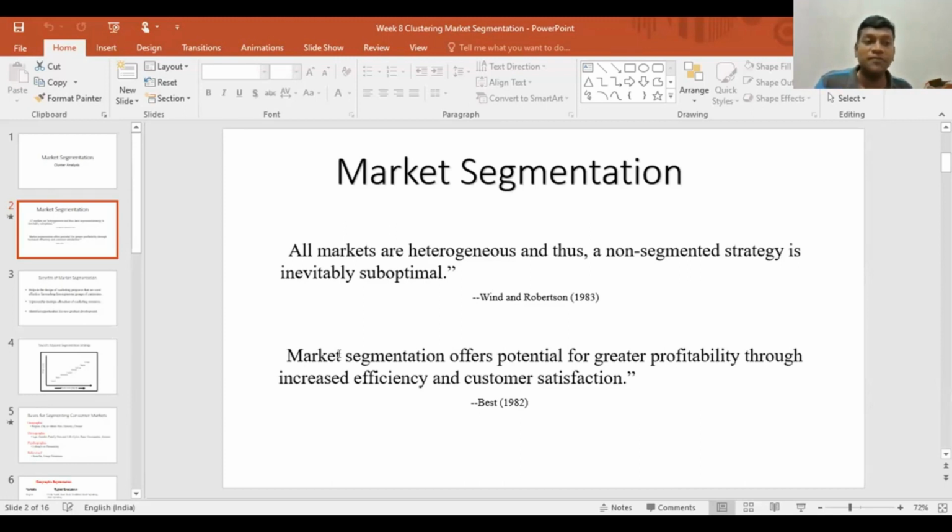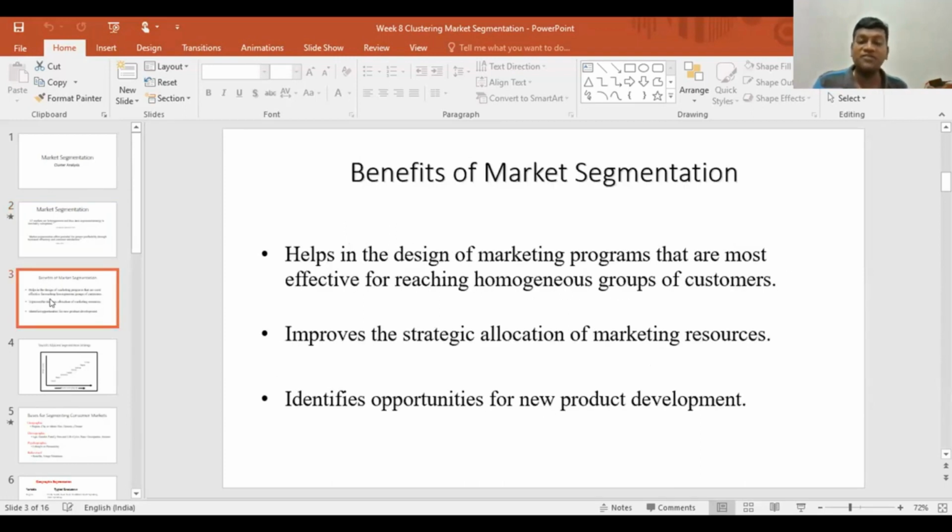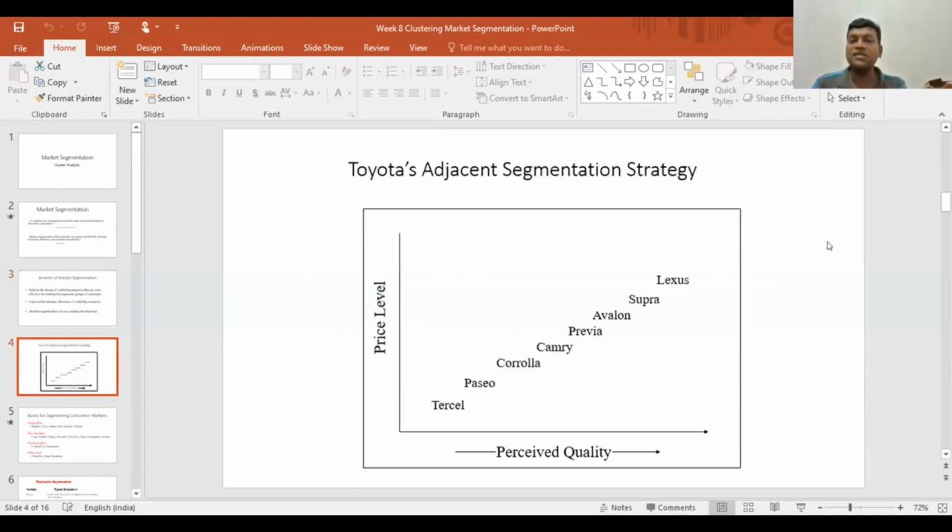Different ways in which you can look at the benefits of the preferences of customers. Okay. So again, these are the things that you are mentioning: improve strategic allocation of marketing resources, identifies opportunities for new product development, helps in designing marketing programs that are most effective for reaching homogeneous groups. Okay, so these are all things which you have given. Now, this is just one illustration.